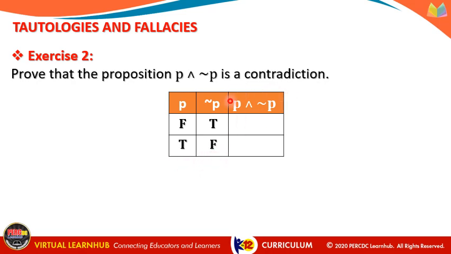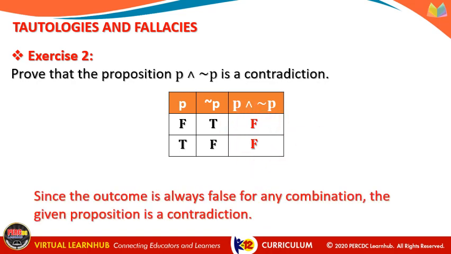Let us now get the conjunction of these two propositions. False and true will give us false. True and false will give us false. As you can see here, the truth value of P and not P will always be false. That is why what we have is a contradiction. So I hope it's now clear what the difference is between tautology and contradiction.